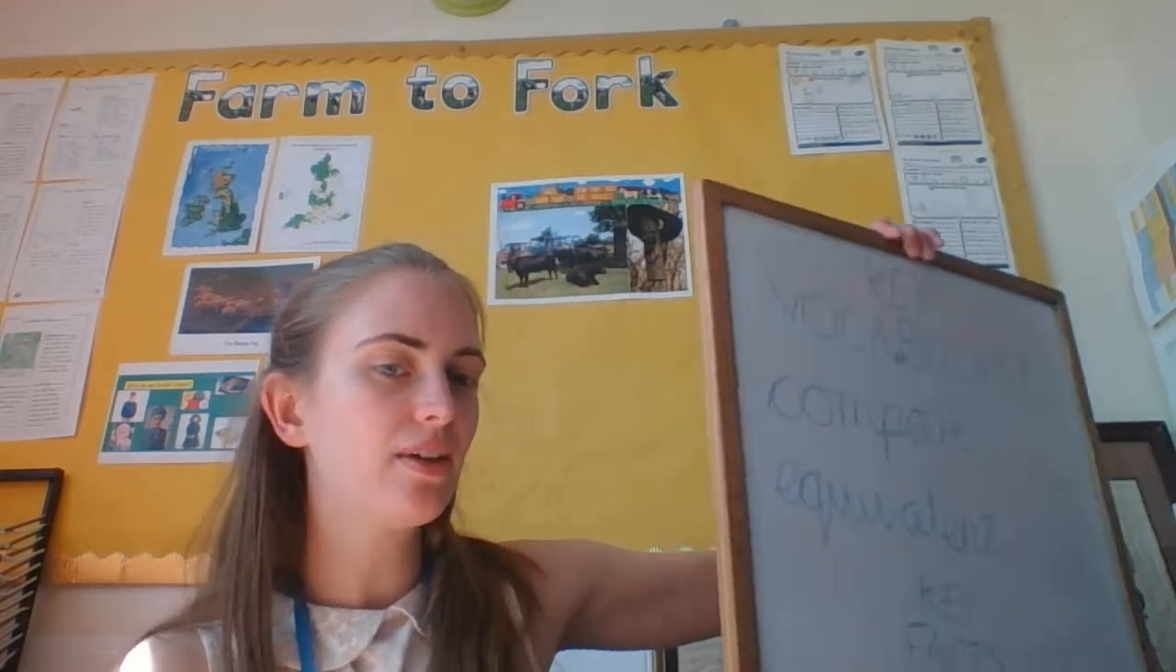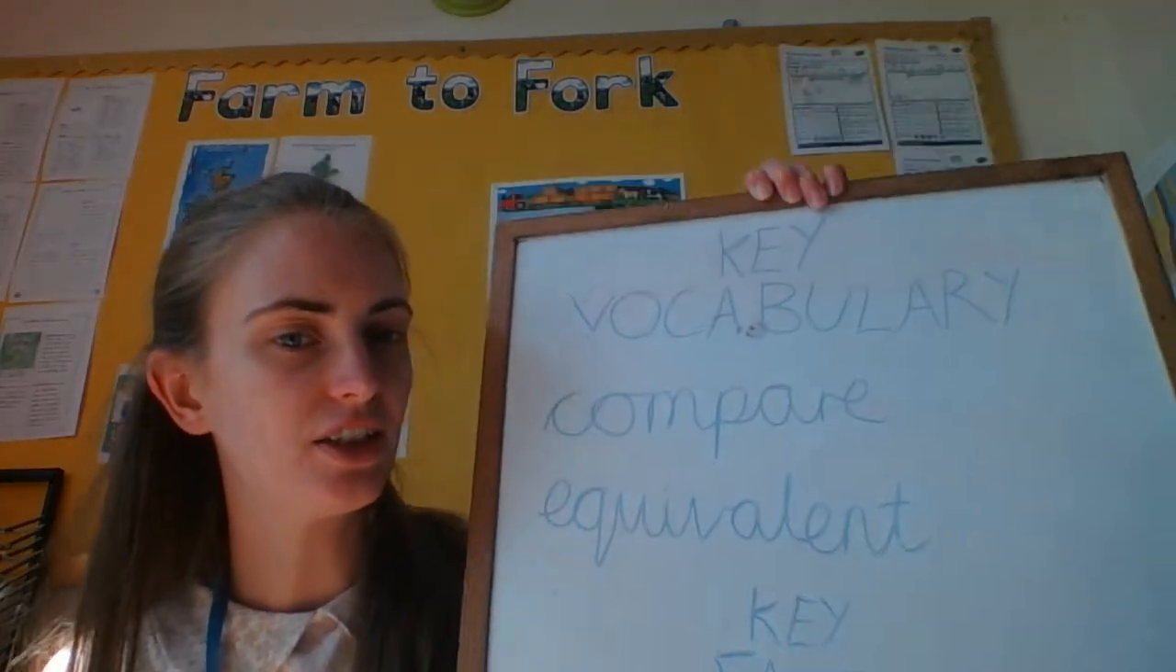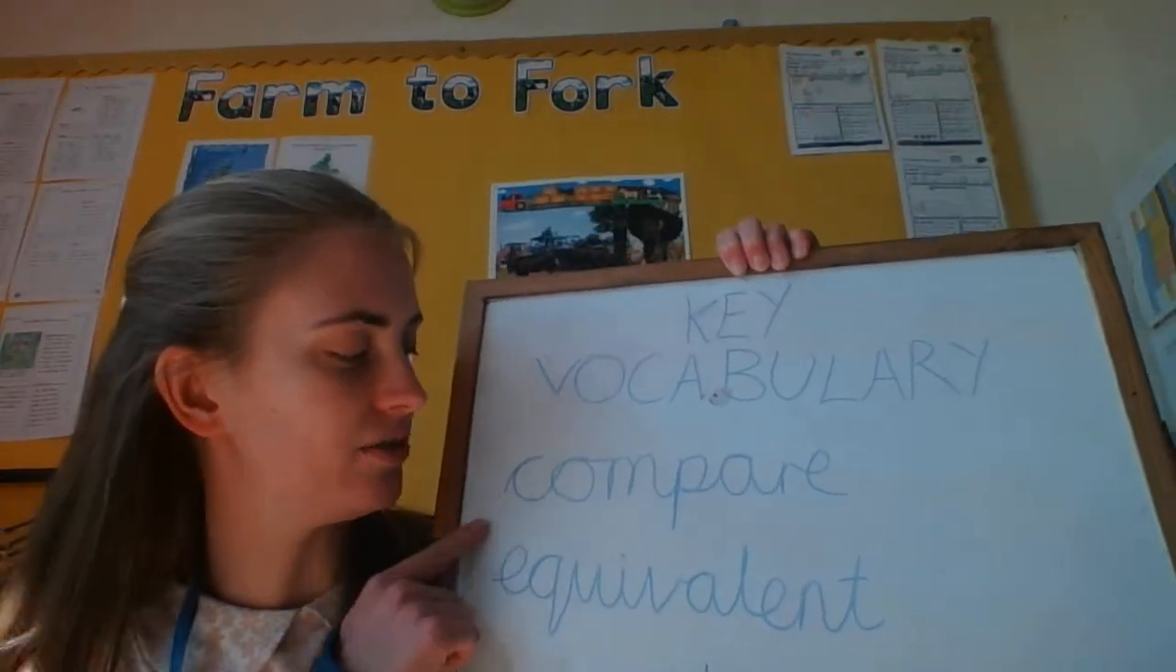Anyway, today, which is the 6th session in the length and perimeter unit, we're going to finish looking at lengths. So this is the 6th lesson in that sequence of work. To start with, we're going to look at comparing lengths. So there's some key vocabulary to look at first.